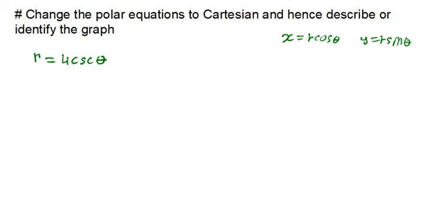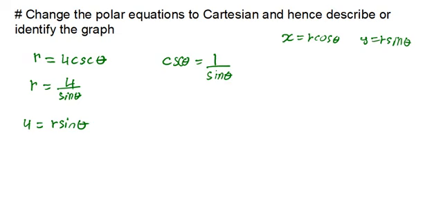From trig identities, cosec theta is equal to 1 over sine theta. So here my r is equal to 4 over sine theta. What you're going to have is that your 4 will be equal to r sine theta. And we know that r sine theta is y. So we can say y is equal to 4, which is just a straight line cutting the y-axis at positive 4. So that's the graph that we are dealing with on that one.